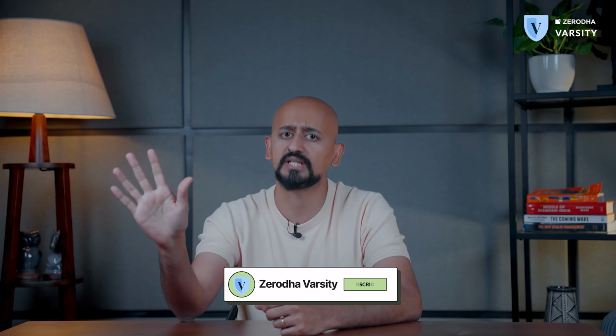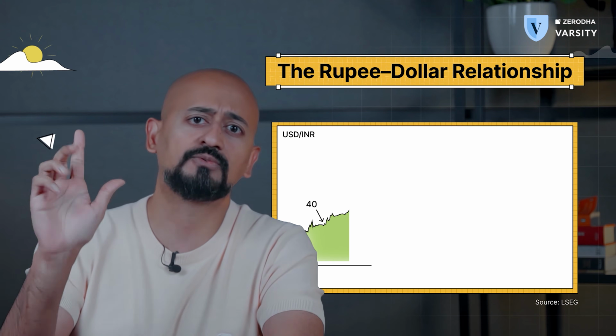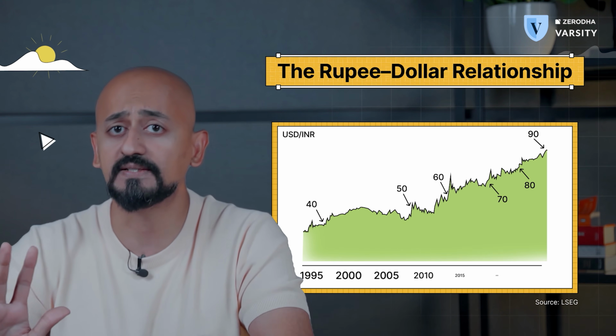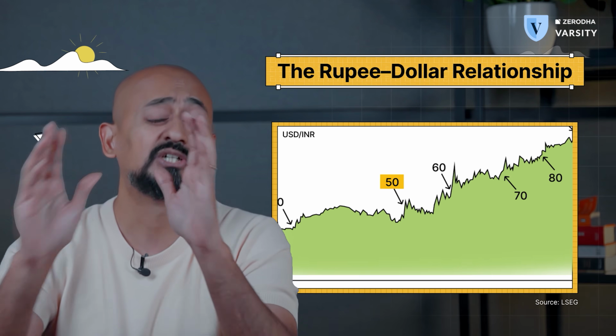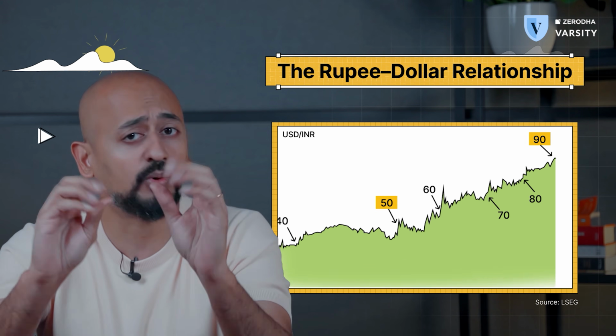Now sure, we get inflows into our stock markets, the bond markets, into our startups and other companies. But if this doesn't counterbalance that trade deficit, the demand for dollars will almost always outpace the demand for rupees. And the rupee falls against the dollar as a result. Now look at this chart of the rupee-dollar dynamic over the past 15 years and you'll see how this plays out. From 50 rupees to a dollar to 90 rupees to a dollar, it has been quite a fall.